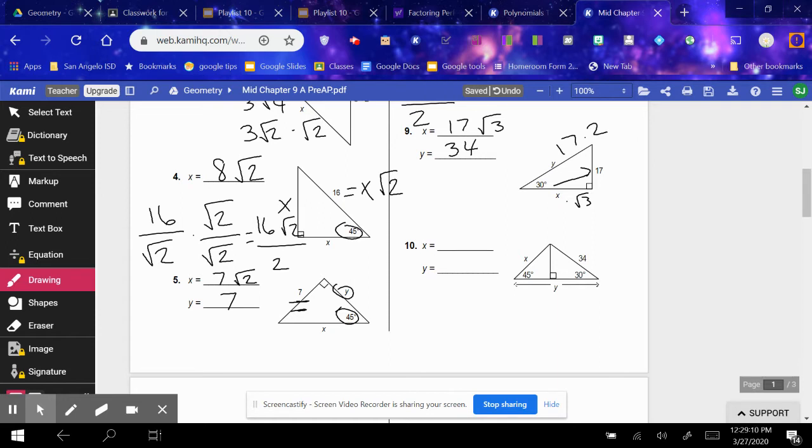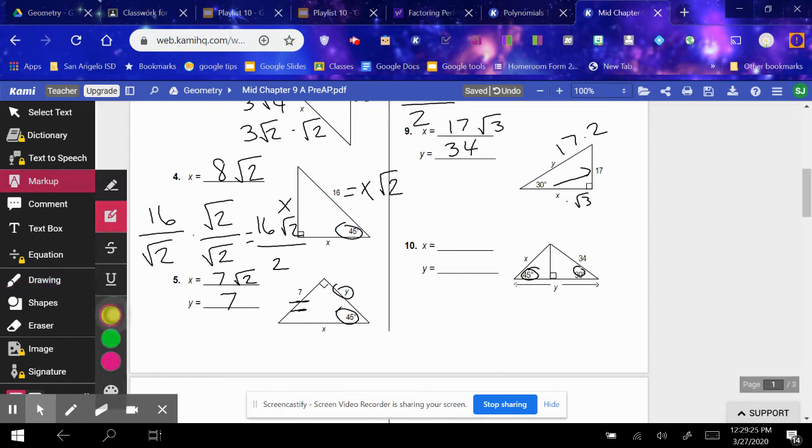Number 10, we've got a mixture of triangles here. We've got a 30, 60, 90 triangle over here. We've got a 45, 45, 90 triangle over here. Okay, so the only piece of information they gave us is this 34. Can't see that very well, can you? Okay, it says 34. So that's our hypotenuse of the 30, 60, 90 triangle.